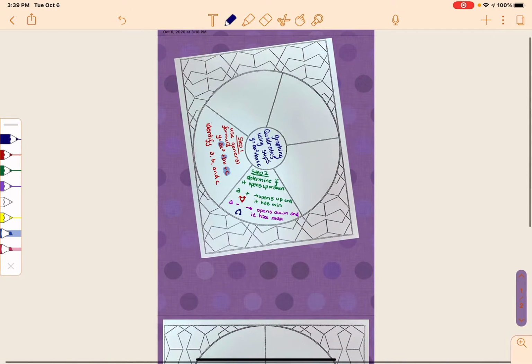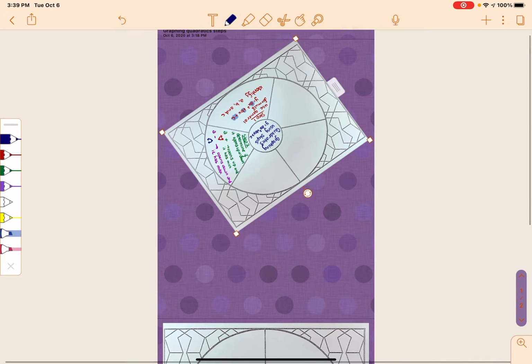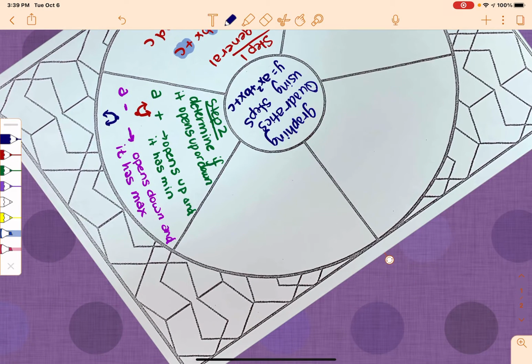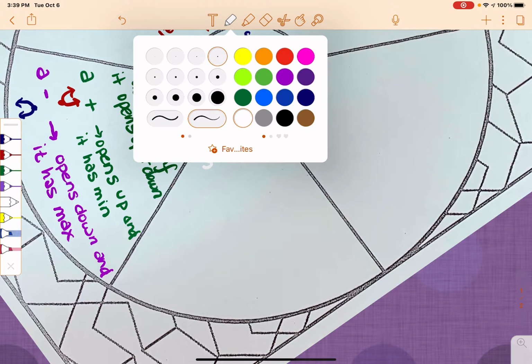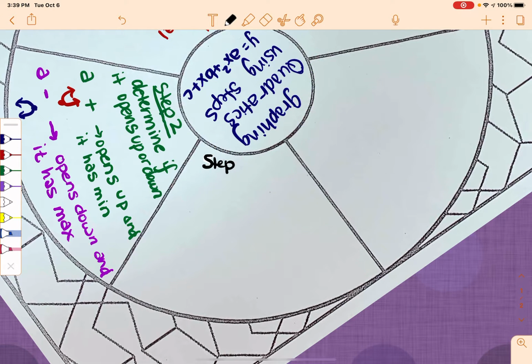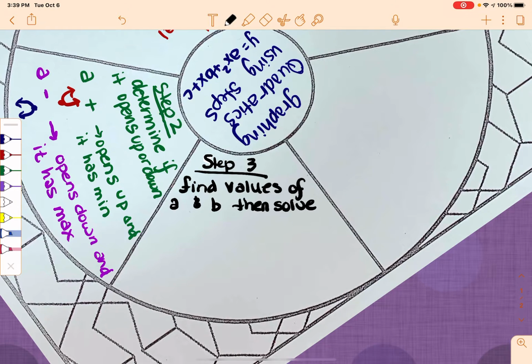Okay, let's try to turn this again. Okay, now for step 3. We are going to find the values of A and B. Then we're going to solve for the axis of symmetry. So the axis of symmetry we sometimes call the line of symmetry, and it follows this formula.